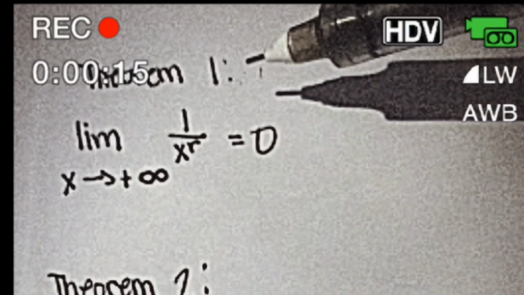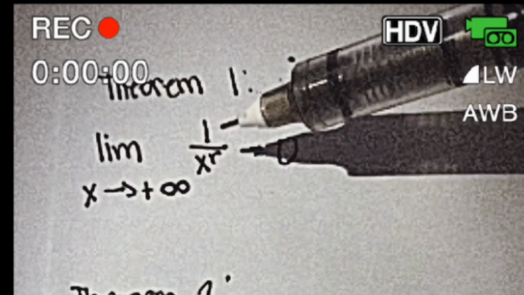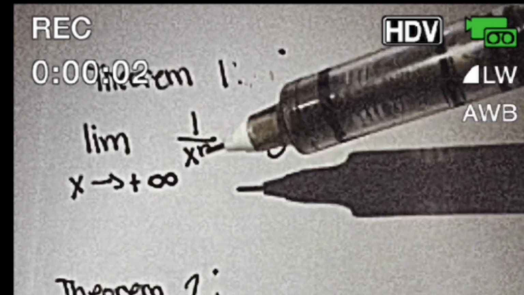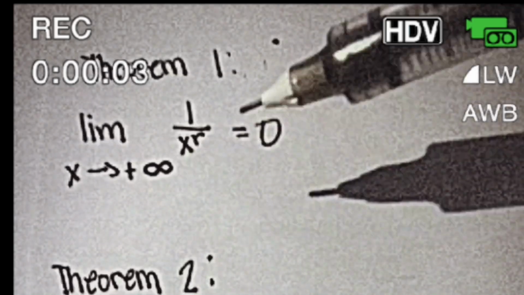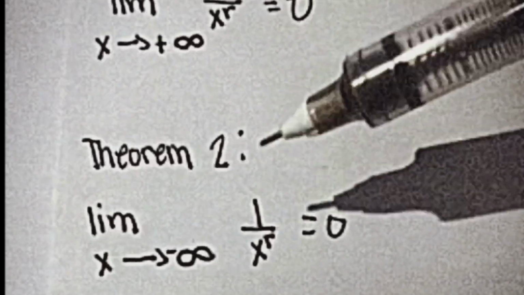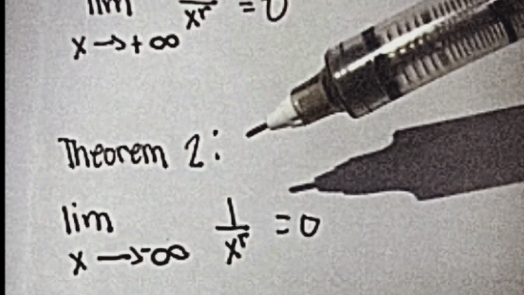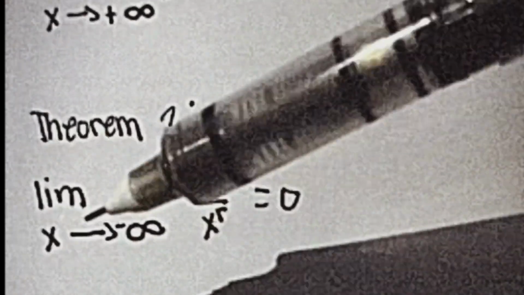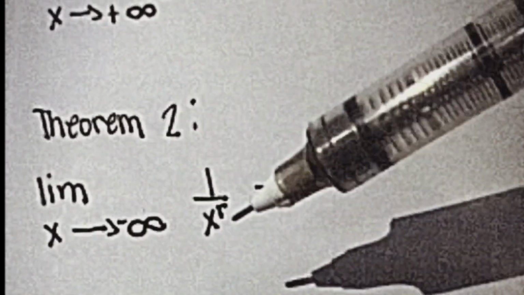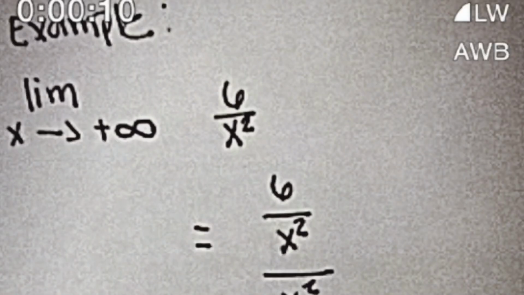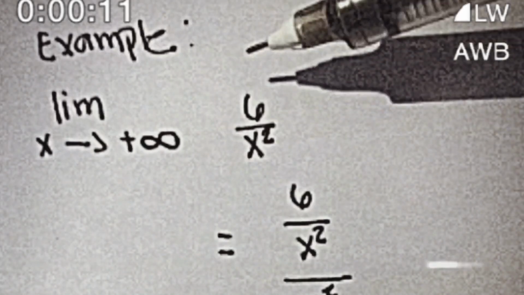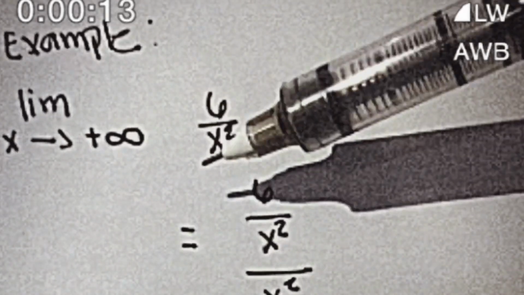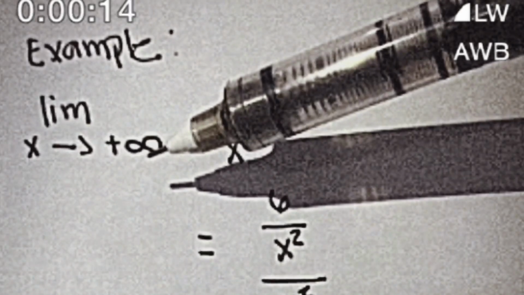In Theorem 1, it states here that the limit of 1 over x raised to r as x approaches positive infinity is equal to 0. Here in Theorem 2, it states that the limit of 1 over x raised to r as x approaches negative infinity is equal to 0. Let's have an example. The limit of 6 over x squared as x approaches positive infinity.